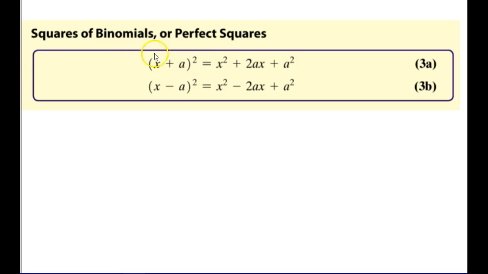Another common one that we see is squares of binomials or perfect squares. And this is what I was talking about on the previous example. If I'm adding and it's squared, I'm going to have my 2 times my ax as my middle term. If I'm subtracting, it's a negative 2 times ax for my middle term.